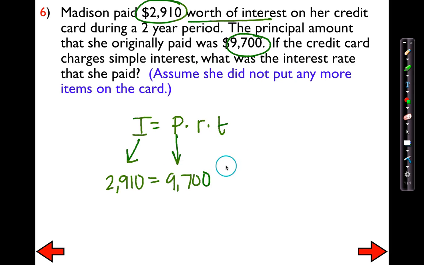Do I know the rate that she was charged? The answer is no. So for that reason, I'm going to keep R as R. That's what I'm essentially solving for. And I know this because it says, what is the interest rate? Now, do I know how long, in this case, that she kept this on her credit card? The answer is yes, she kept it for 2 years. So we're going to go ahead and replace T with a 2, just like that. So notice I'm going step by step. I'm plugging in what I know. And here, since they're asking me for the interest rate, I am solving for R. So once again, let me go ahead and clean this up for you.